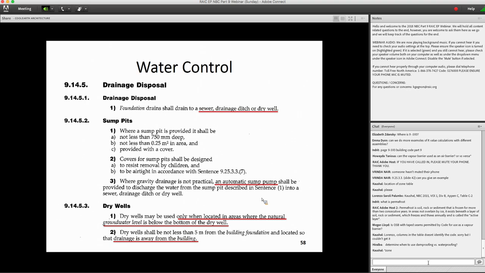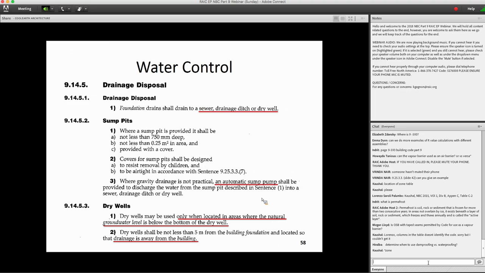Where gravity drainage is not practical, an automatic sump pump shall be provided to discharge the water from the sump pit described in sentence 1 into a sewer, drainage ditch, or dry well. A sump pit is basically a bucket that you put in your basement, and that is connected to that gravel or the drainage tile. When you have excessive water, that bucket will be filled, and an automatic sump pump will activate and throw the water to the outside, or to the sewer, or to a drainage ditch, or to a dry well that you might have in your property.